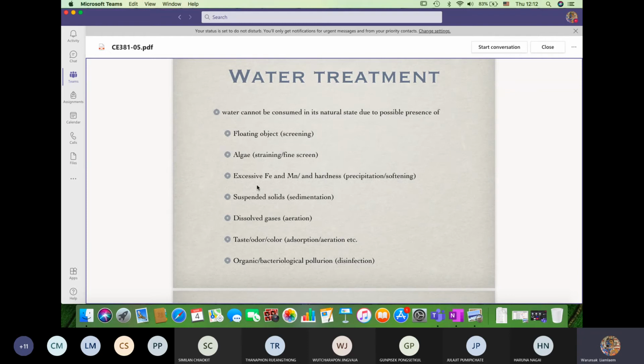Taste, odor, color. These parameters are really difficult to remove from water, all three of them. Just imagine how you would remove the color from tea. If you drink tea, how would you remove the color from it? That would be very difficult. So the only way we can apply is the use of activated carbon, which provides an adsorption process.